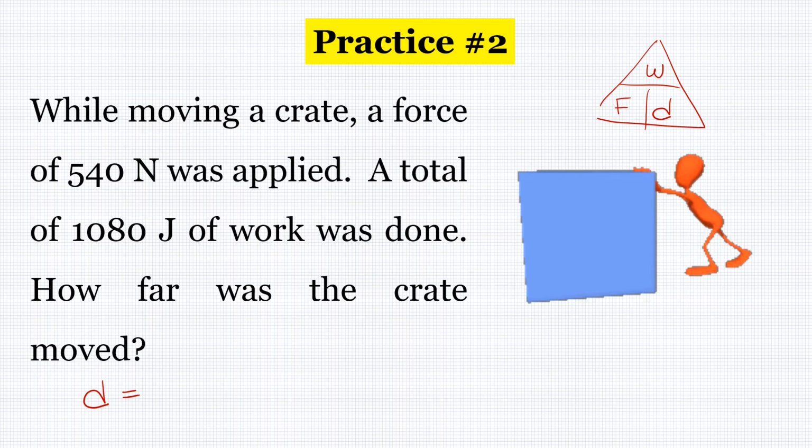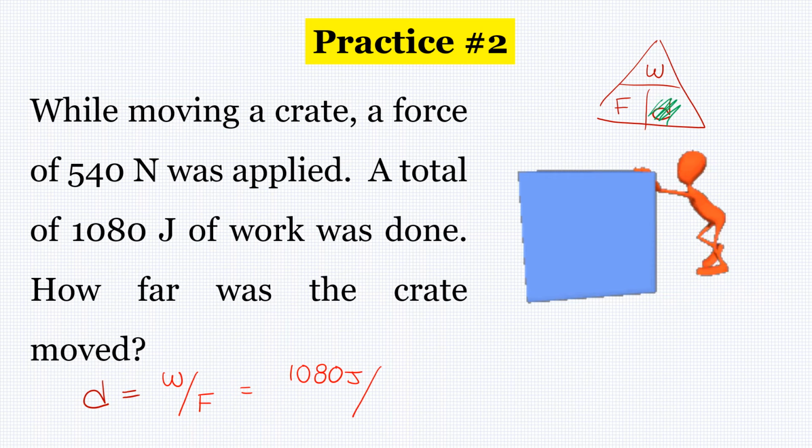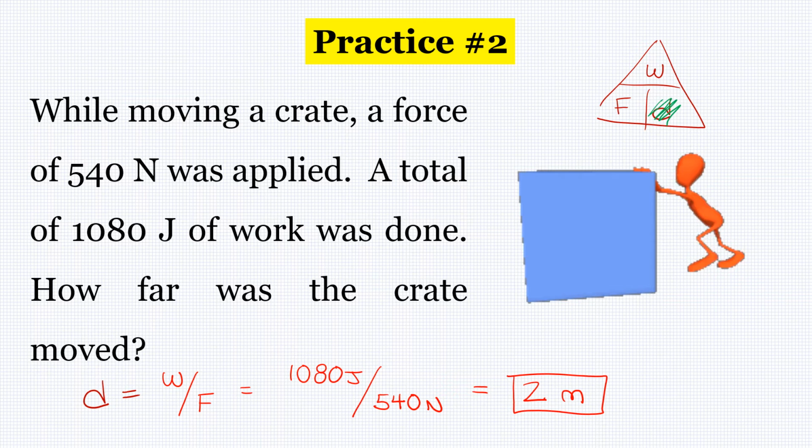So whenever we're trying to manipulate our formula, we cover up the variable that we're solving for. In this case, it's distance, and we're just left with work over force. So work over force. So our work in this case is 1,080 joules of work, and the force is 540 newtons. And if you calculate this out, you end up with an even 2 meters of distance. So our crate was moved 2 meters.